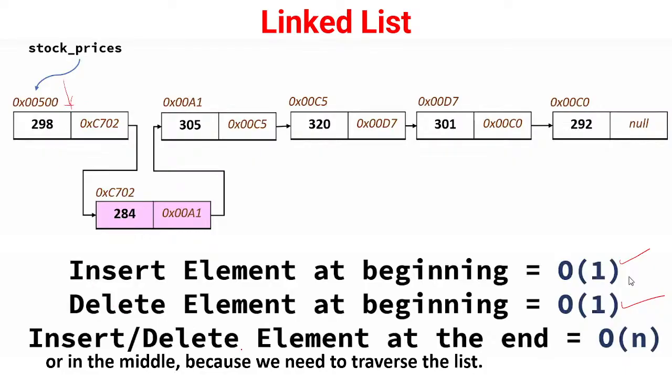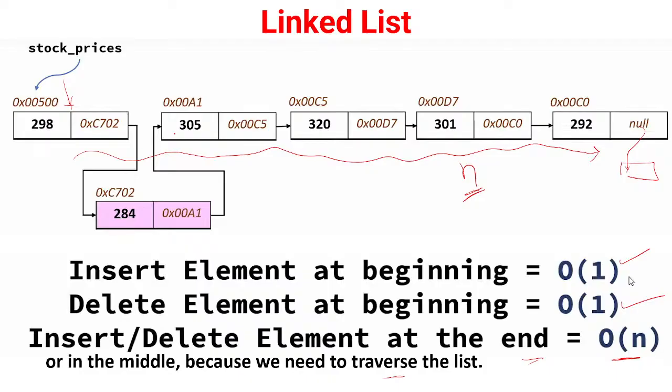But deleting an element at the end, or if you want to add a new element at the end, somewhere here after this, you need to traverse the entire list. Almost n elements you need to traverse. If there are n elements in the linked list, you need to traverse n elements. So insert and delete operations at the end take order of n, or in the middle also, because roughly we need to traverse the list, no? So the insertion and deletion is order of n.